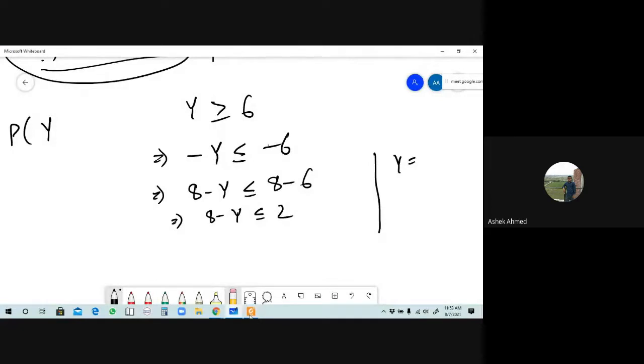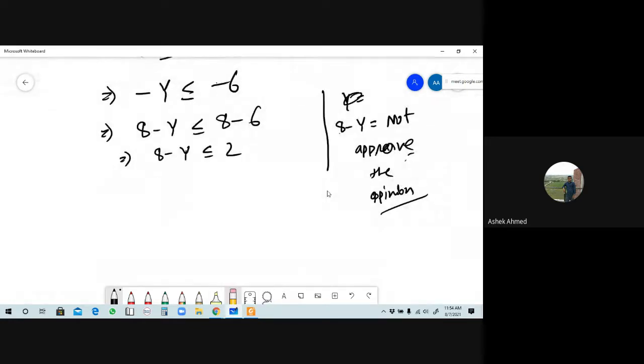8 minus y represents not approving the opinion. Not approve the opinion, the number who do not approve is 8 minus y. Okay, so we can say that the random variable of not approving the opinion is x here. So this will be the probability that x is less than or equal to 2.